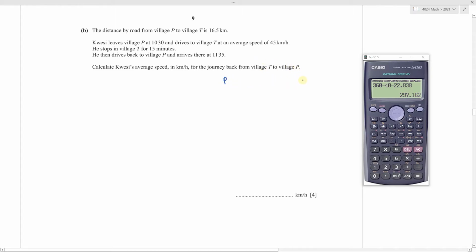So village P to village T. The first journey is from P to T, and then the second journey is back. So you have to calculate the average speed on the way back. So the average speed for T to P will be the distance, 16.5 kilometers. The distance will remain the same, divided by the time taken. So first we need to find how long Kawasi took to travel from T to P. So we have to use this information first.